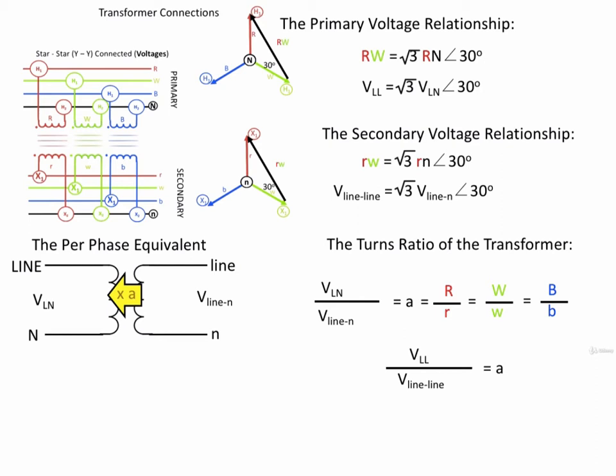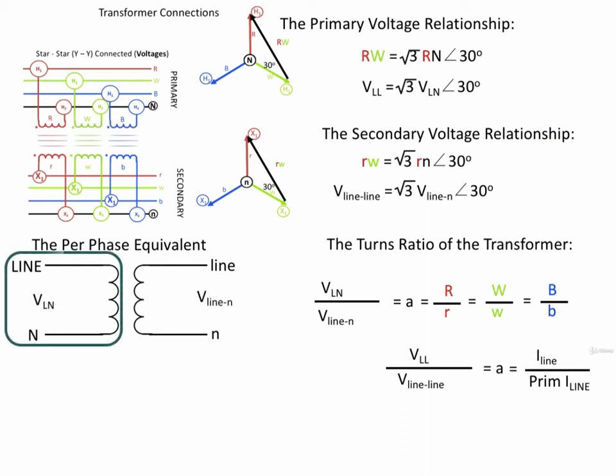And if there was current flowing in this single phase equivalent, then the ratios of the line currents would be the inverse of the turns ratio. In other words, if we wanted to calculate the secondary line current, we'd have to multiply by the turns ratio.